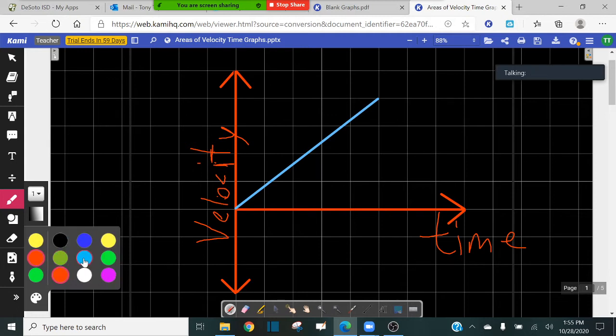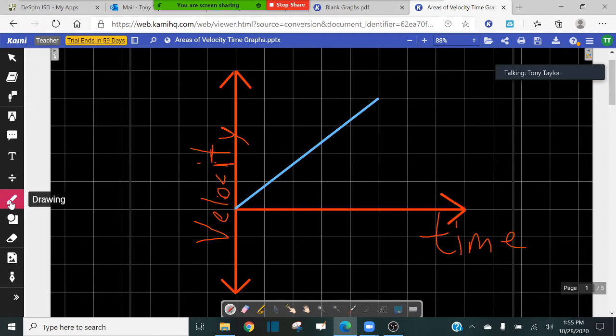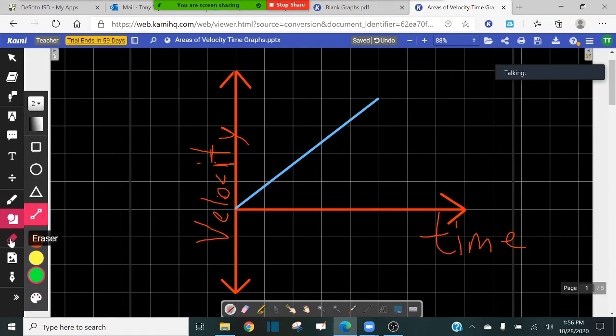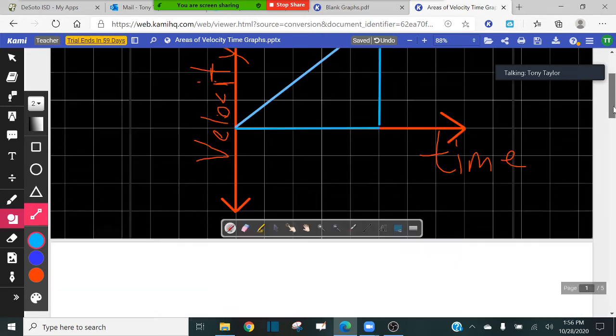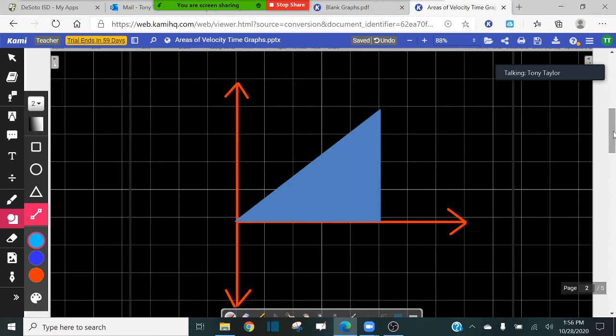First of all, let me draw out what I mean when I say I take the area of a velocity versus time graph. This graph goes on for 5 seconds. So if I take the area of this graph at 5 seconds, I would draw a line here and a line here, and I shade that in, and notice I get something that looks like this. So I have a triangle here. How do I take the area of a triangle? A equals 1/2 times base times height.